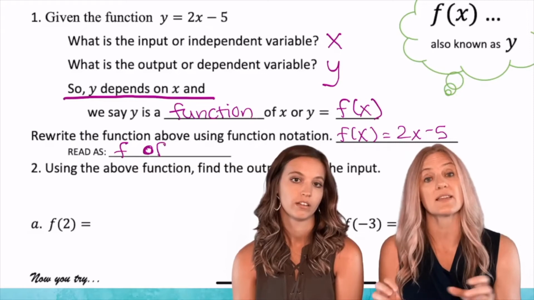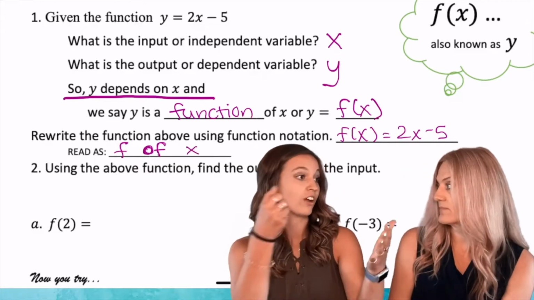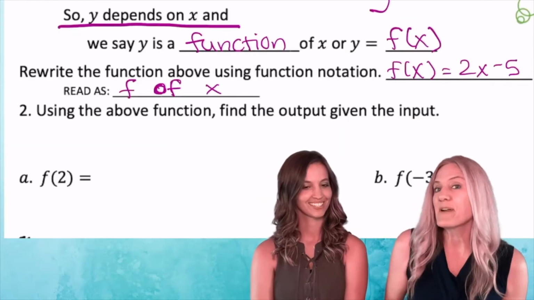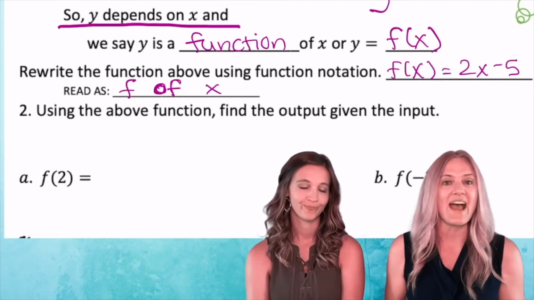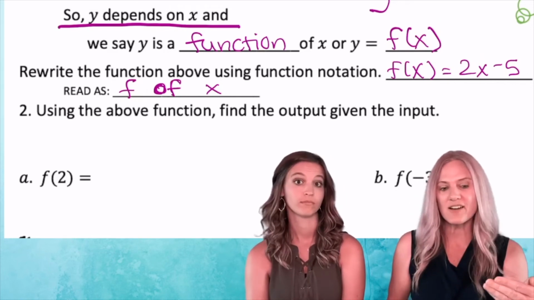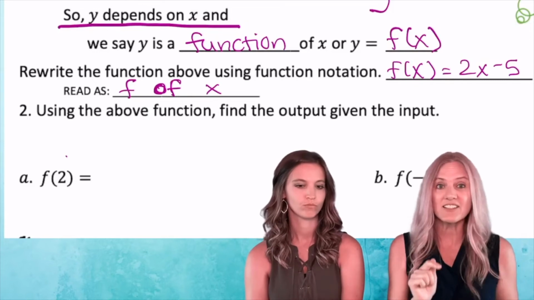F of x equals 2x minus 5. Perfect. So now we know f of x is our output, x is our input. Now that we have f of x equals 2x minus 5, I said that it was an effective way to ask for an output given an input. So look at our example, f and then parentheses 2. What changed there? The x became a 2.